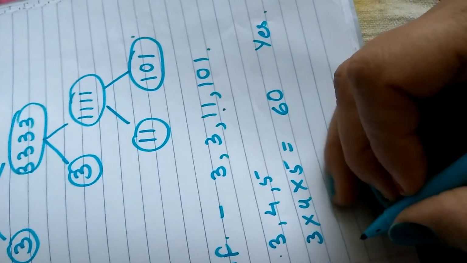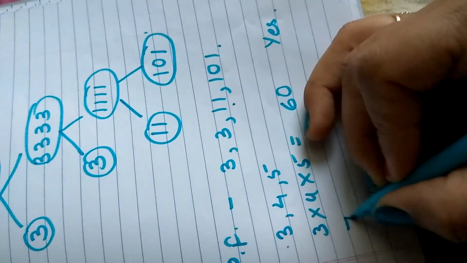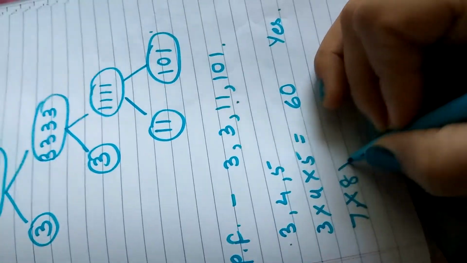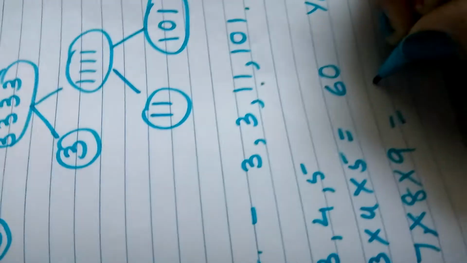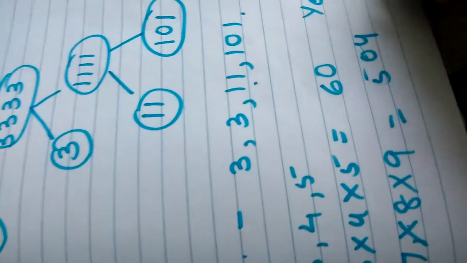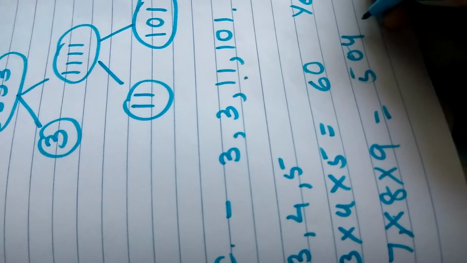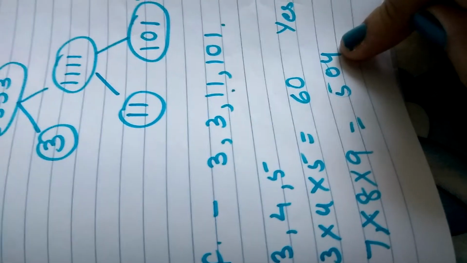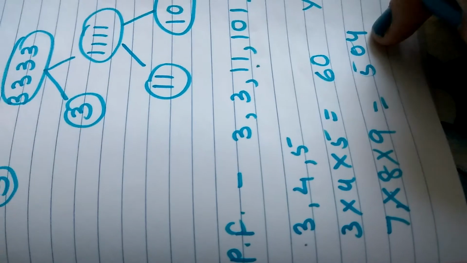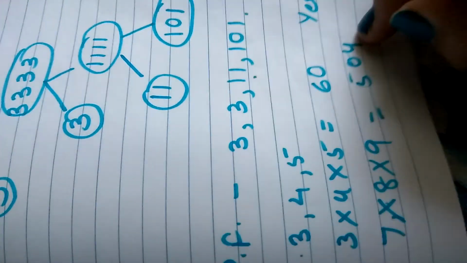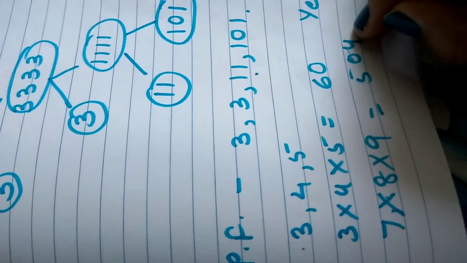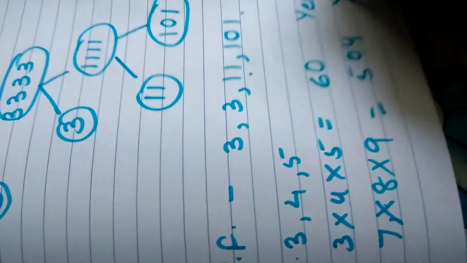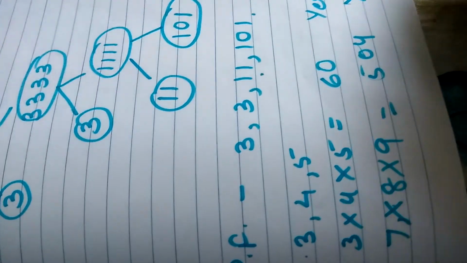Similarly, let's take some other numbers. Let's take 7, 8, 9, which is 504. And let us check whether 504 is divisible by 6 or not. It is divisible by 2. We are checking by the divisibility rule. Yes, because it's an even number, it is divisible by 2. And for 3, 5 plus 0 plus 4 is 9. 9 is divisible by 3. So yes, it is divisible by 6.